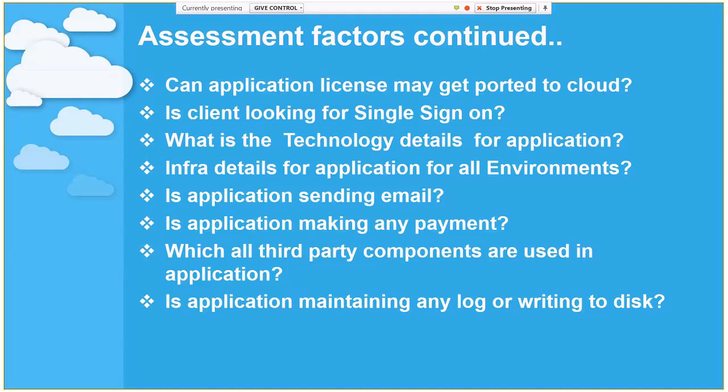We ask, is the application sending email? If the application is sending email, then we need to find out how the application can continue sending it. Probably, if it is using Office 365, we can use their Exchange for sending the email, or else we can ask for purchasing a marketplace app like SendGrid, or we can find something else better than that. Or is the application making any payment? Do they have any gateway? If they have a gateway, then we need to opt for it.